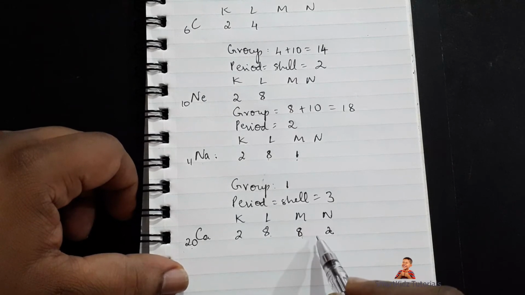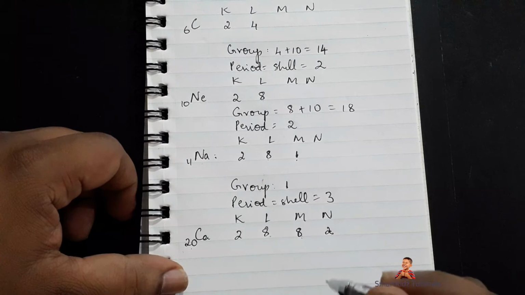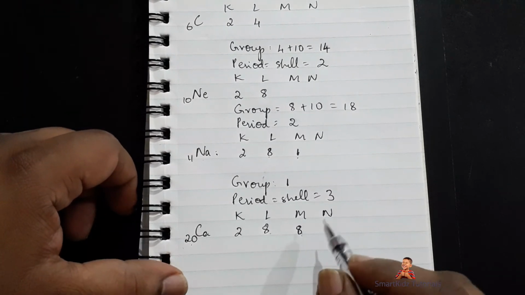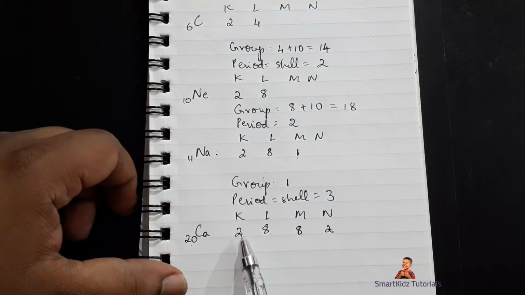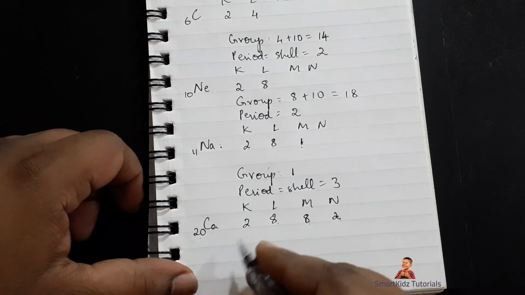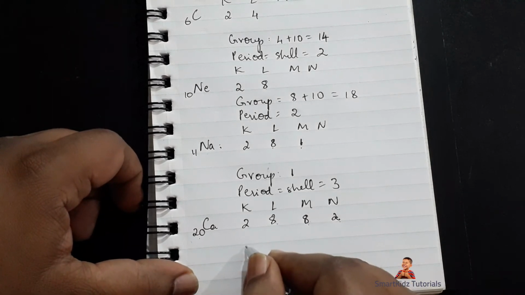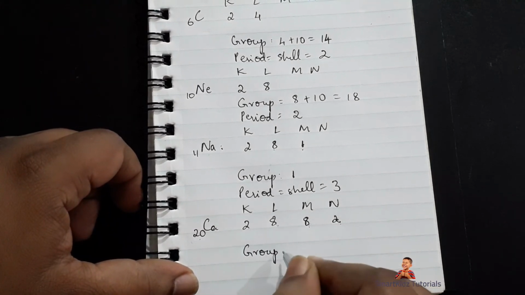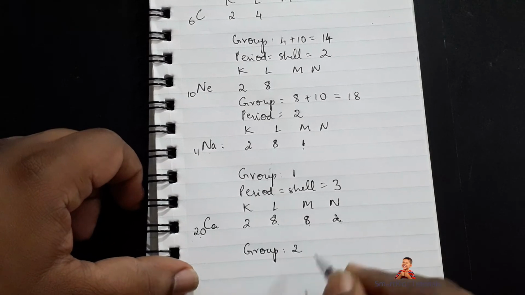For more explanation on this filling up of electrons, please refer to the link given below. So this is what we get for calcium: 2, 8, 8, 2. Okay, so this adds up to 20. So now the group, in this case, the number of outermost electrons is 2. That means it belongs to group 2.